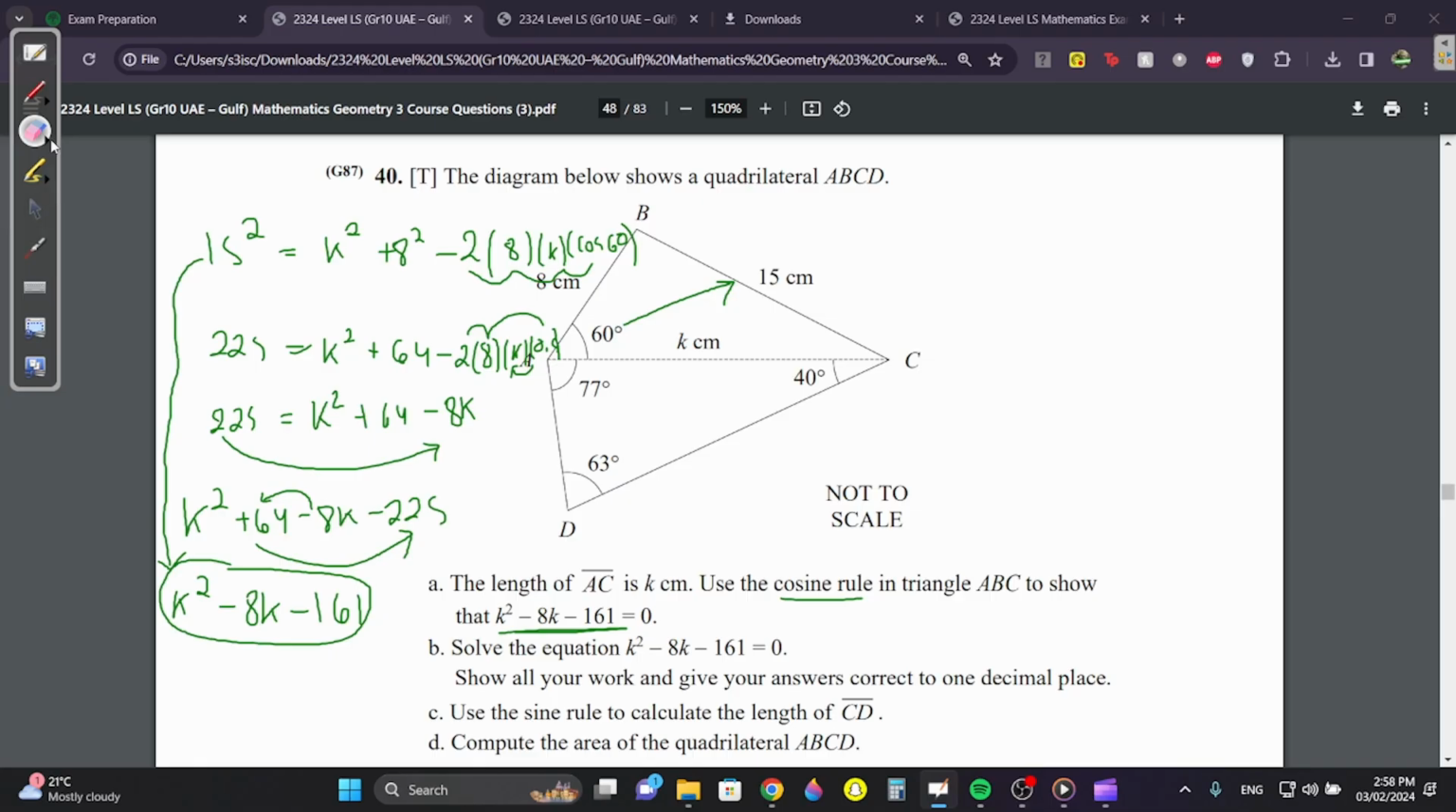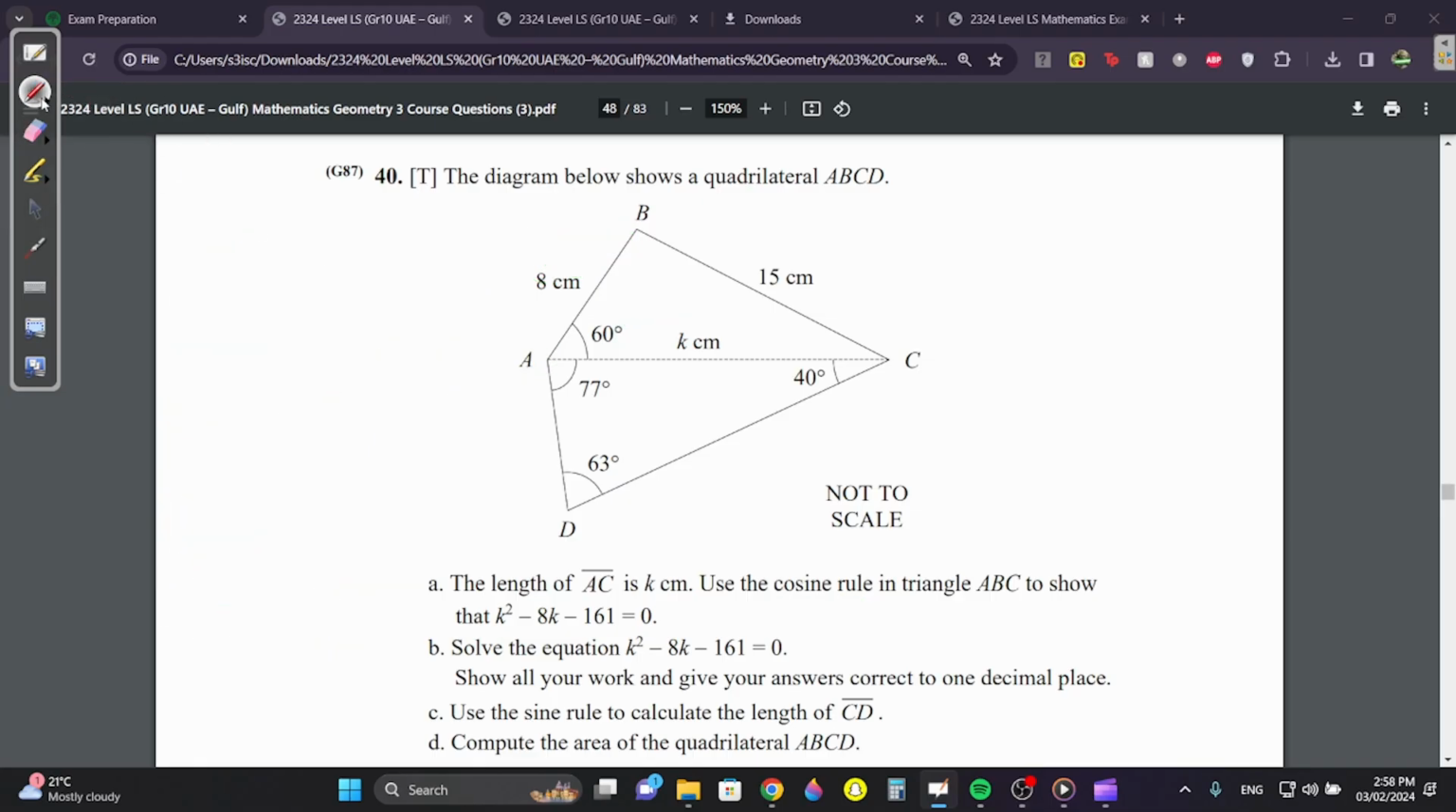That's it, so part A, easy. Solve the equation k squared minus 8k minus 161 equals 0. This is a quadratic equation. How do you solve a quadratic equation? Use the quadratic formula: minus b plus minus radical b squared minus 4ac over 2a. If you put it in your calculator and get the two answers, you're going to get it wrong. I'm telling you from now. They're saying show all your work, so you have to solve this on paper.